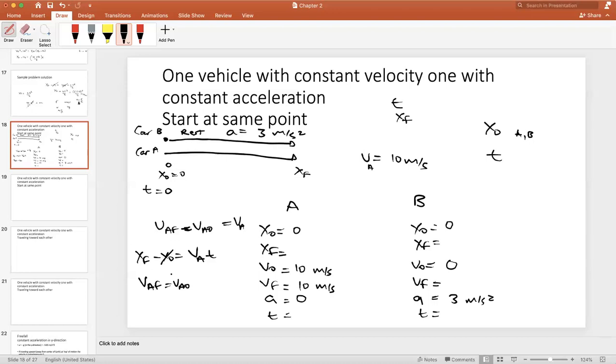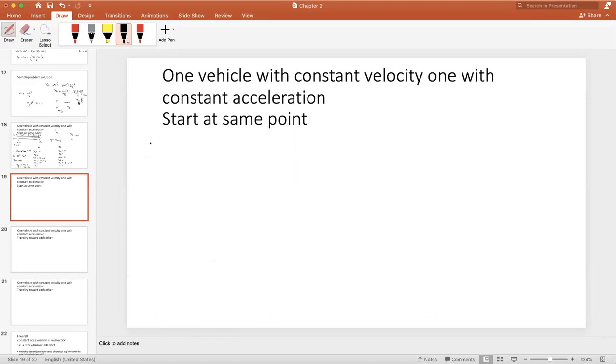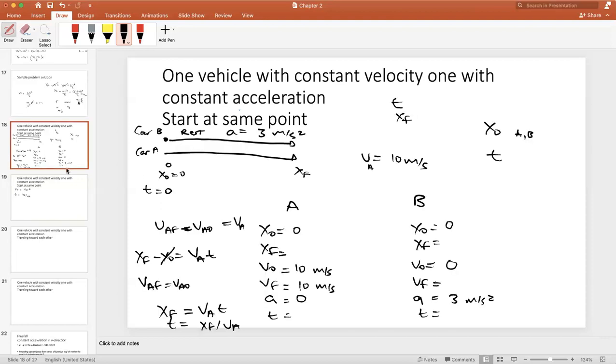Now we know this is 0, so we get that x final is equal to V of A times T, or we get that T is equal to x final divided by V of A. I'm going to go to the next page and write those. So x final is equal to V of A times T, or T is equal to x final over V of A.